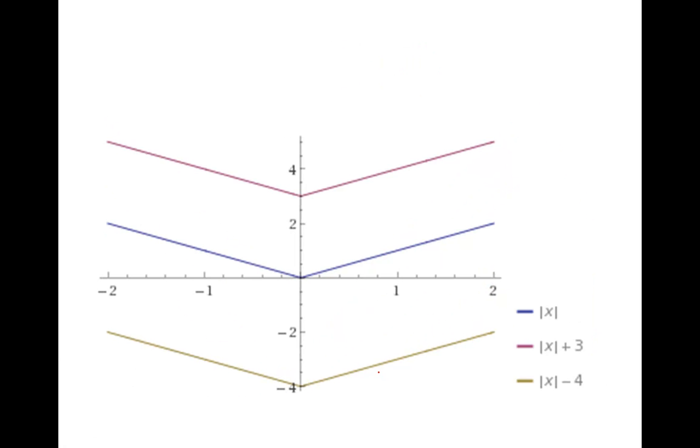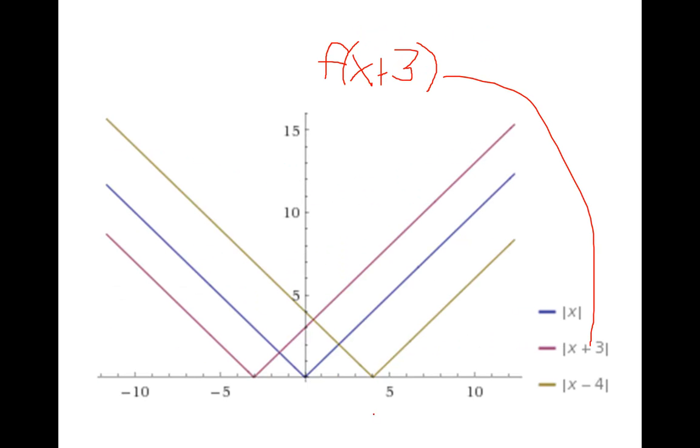So adding to the output of a function, that is something like f of x plus 3, that slides the function up or down, and it slides it in the direction you'd think it would. Adding inside, that is to the input of a function, slides it left to right, and slides it in the opposite direction you think it would.